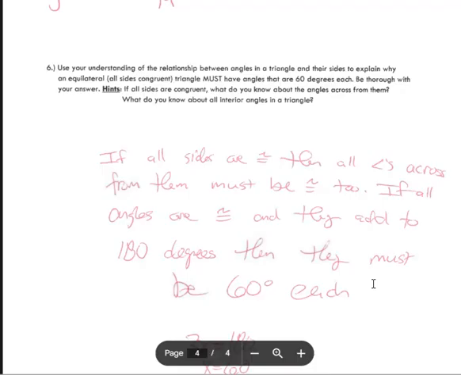Lastly, use your understanding of the relationship between angles in a triangle and their sides to explain why all equilateral, all sides congruent, triangles must have 60 degrees. Be thorough with your answer. So if all sides are congruent, then all the angles across are congruent. So now you know all of the angles are going to be exactly the same. We also know that the triangle angle sum theorem says that they all add up to be 180 degrees. If you have three things that are all exactly the same and they add up to be 180, the only way is that they are 60, 60, and 60.